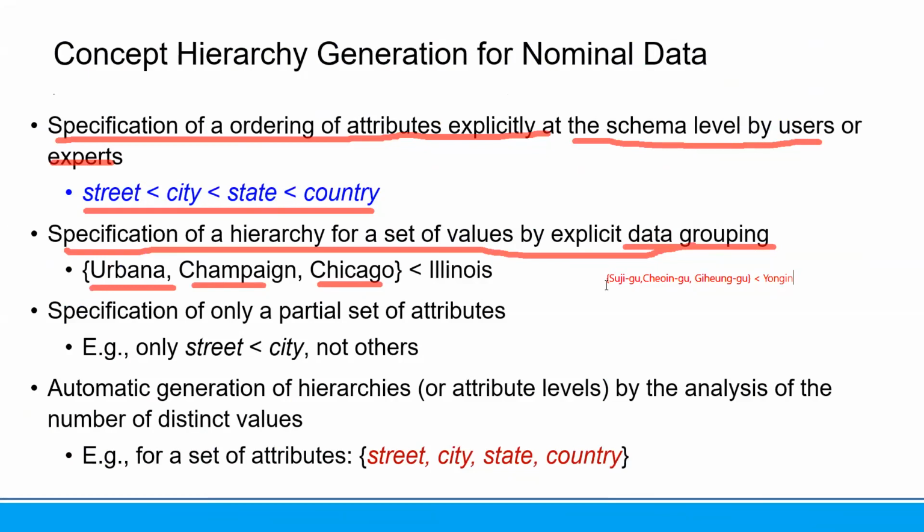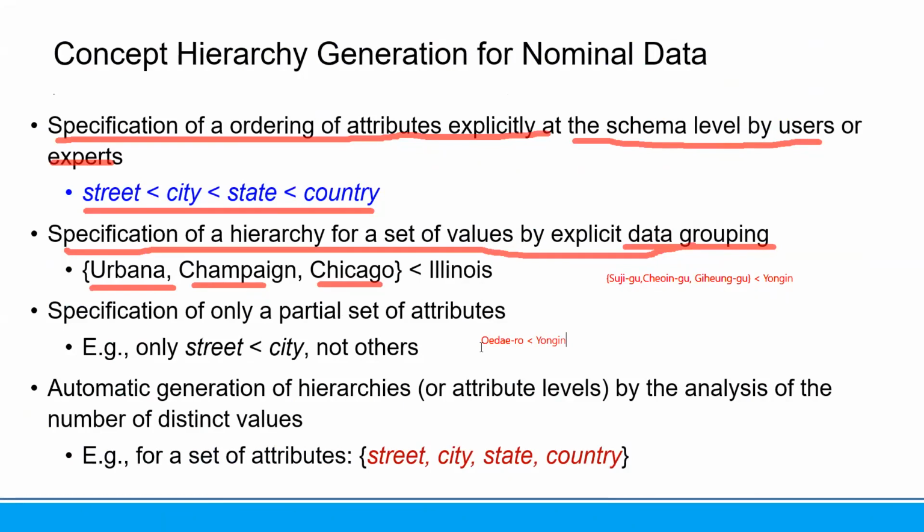We can make a specification of only a partial set of attributes. So I just want to see only the street and the city. So maybe I just want to see Vedero. We live in Vedero. And then, yeah, I know that this street is in Yongin. But in Yongin, there are many other streets. So I just want to focus on only one because it is partial, only some, not all.